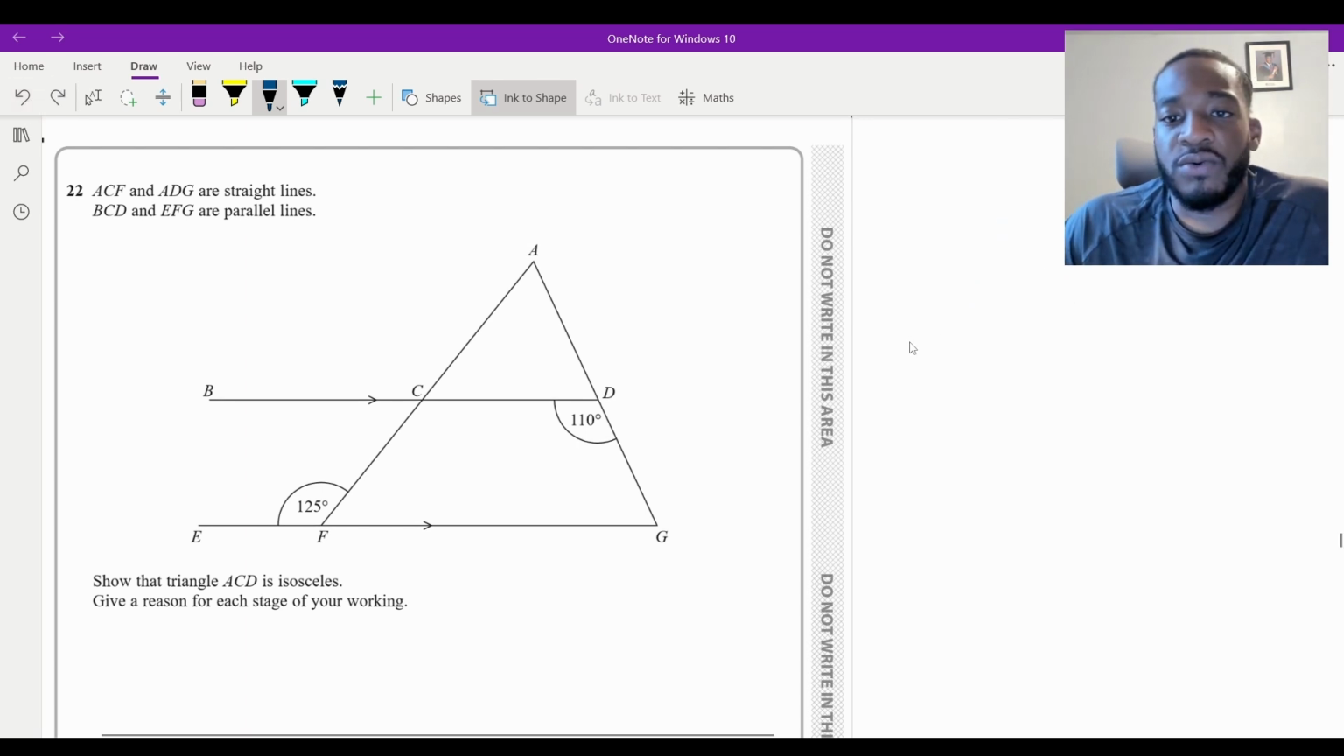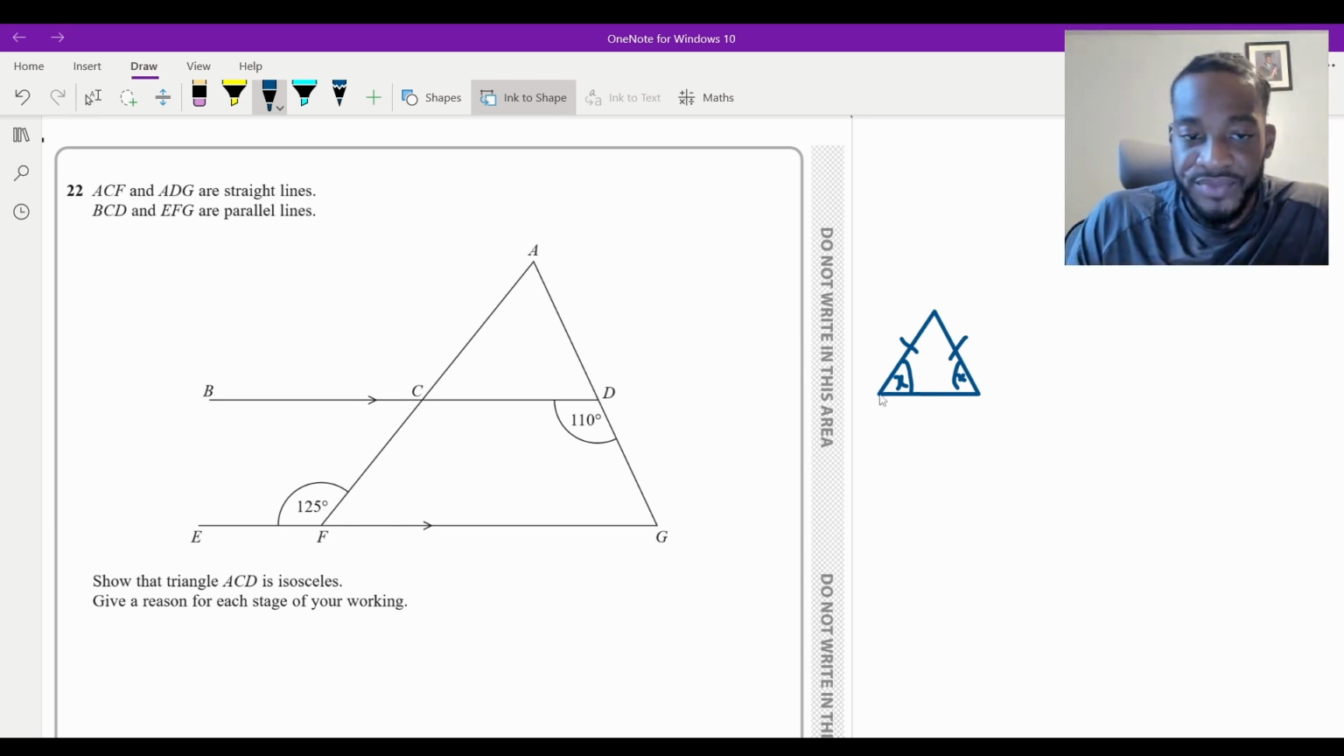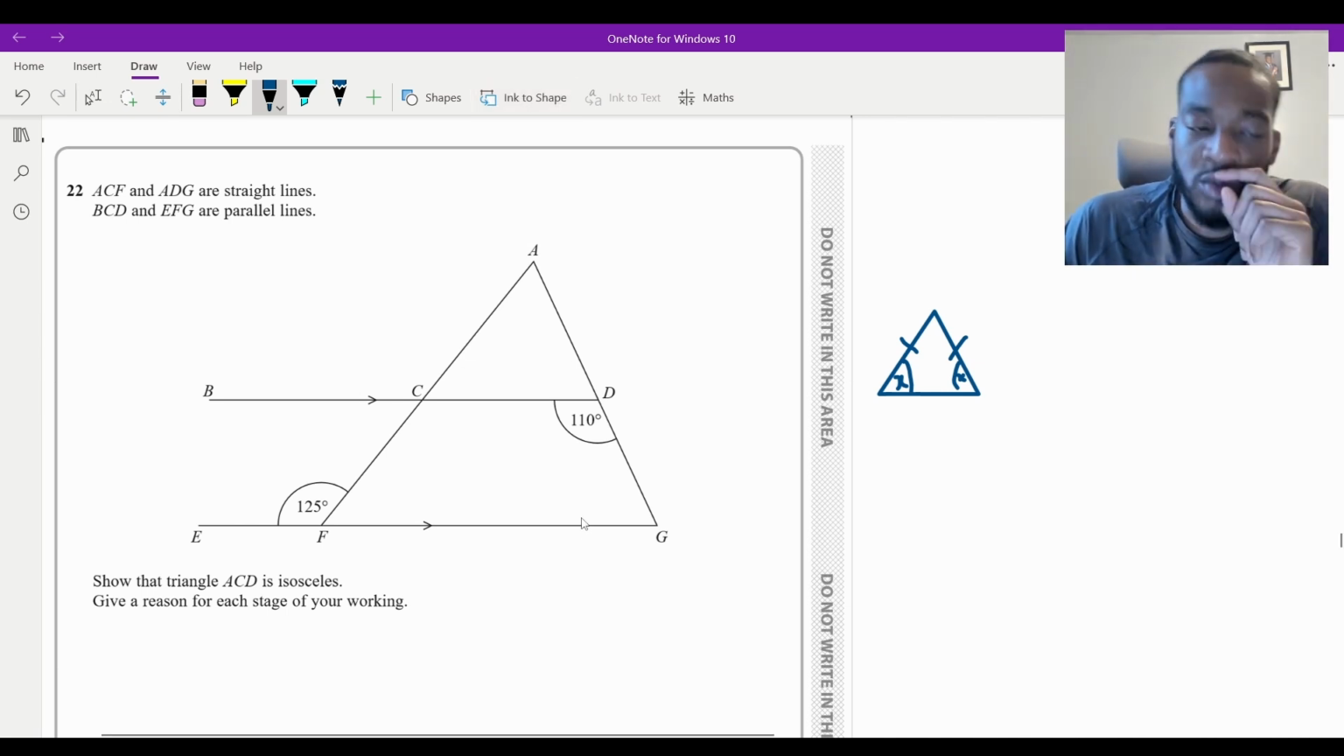Let me just draw a better triangle. So you've got two angles that are the same. I'm going to call these X like that. And then the sides are also the same as well. So this is a definition of an isosceles triangle. In other words, we're looking for a triangle whereby two of the angles are the same. So what have they given us in terms of information? They've given us two angles here.